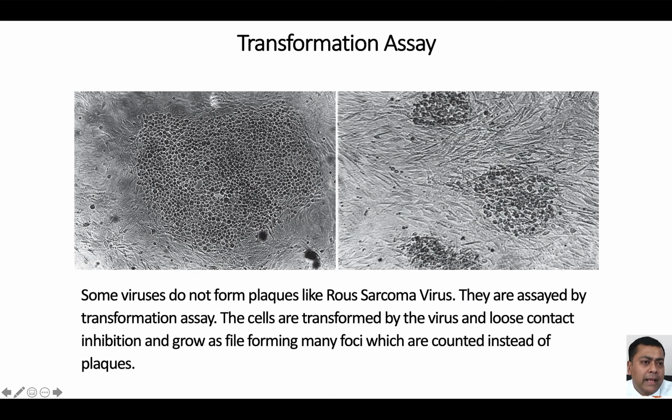The next one is a transformation assay, and this is only possible to do with oncogenic viruses like Rous sarcoma virus. Here, the Rous sarcoma virus is one of them, which basically transforms the cells into cancer cells.